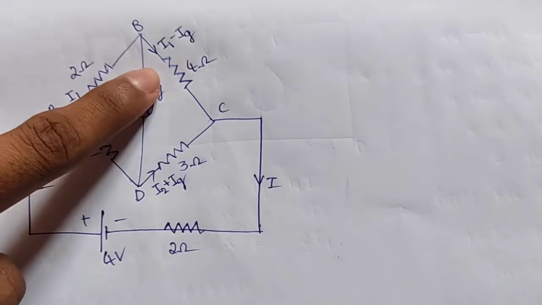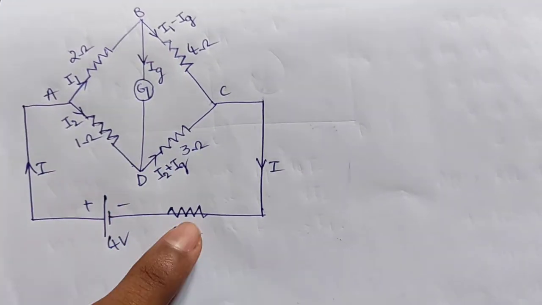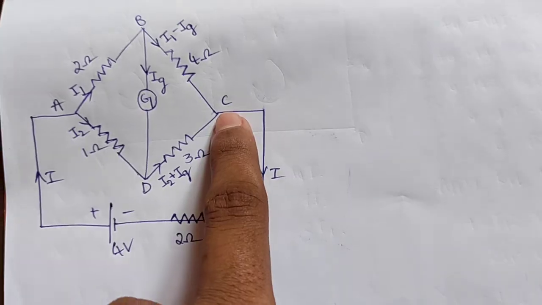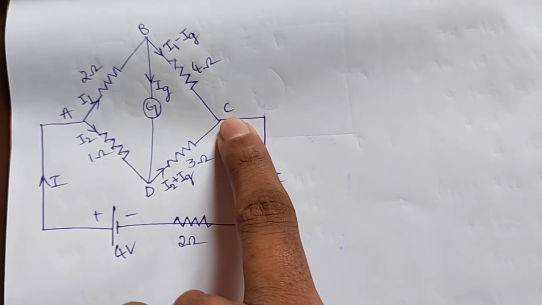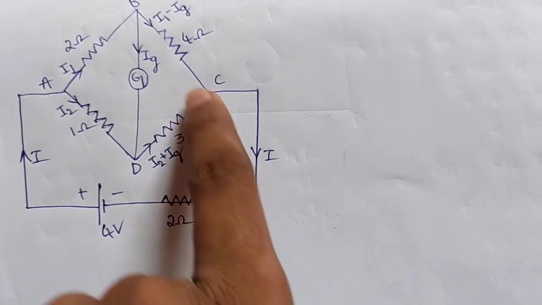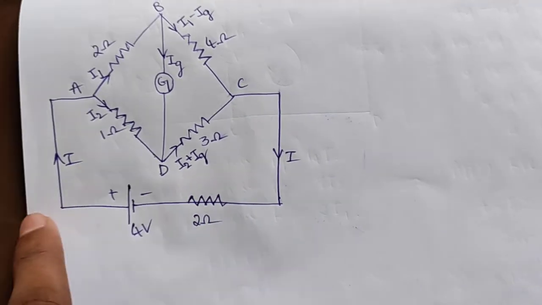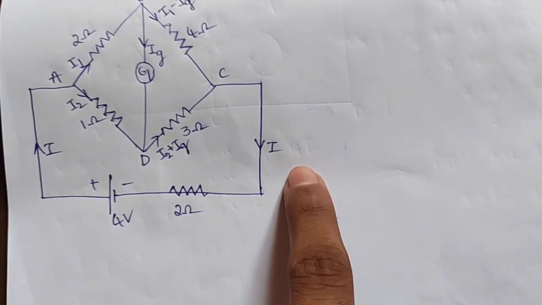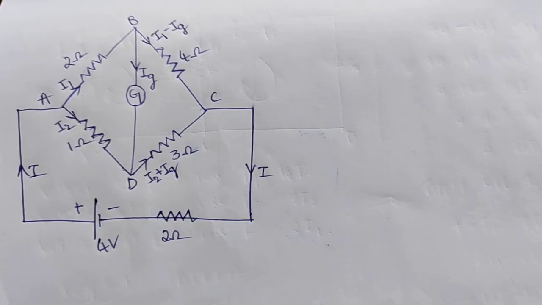As I1 minus Ig and I2 plus Ig combine at point C, the Ig and Ig get cancelled and we get I1 plus I2. Here and here the currents are the same. So the current flowing directions in this circuit are correct.